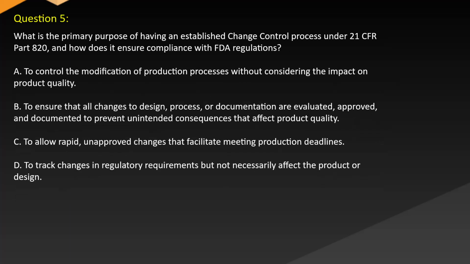Question 5. What is the primary purpose of having an established change control process under 21 CFR Part 820, and how does it ensure compliance with FDA regulations? A. To control the modification of production processes without considering the impact on product quality. B. To ensure that all changes to design, process, or documentation are evaluated, approved, and documented to prevent unintended consequences that affect product quality. C. To allow rapid and approved changes that facilitate meeting production deadlines. D. To track changes in regulatory requirements but not affect the product or design.